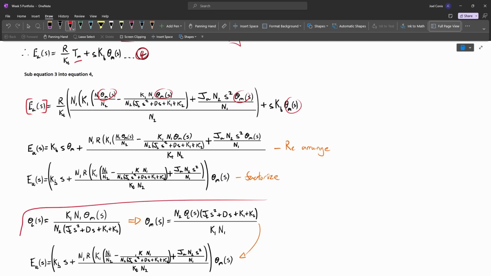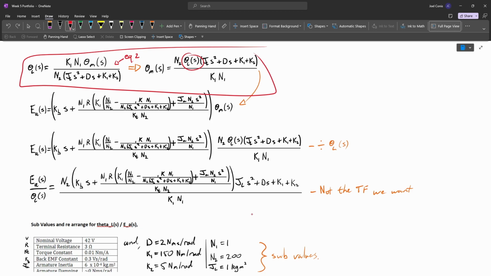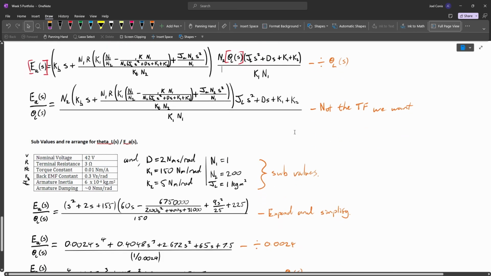Importantly, theta M can be rearranged so that it's in relation to theta L. This is the other unknown for our transfer function. Finally, theta M can be removed from our equation by substitution. What we're left with is a relationship with two variables which are needed for our transfer function. Notice that by dividing theta L across to each side, we have a transfer function, just not the one we want.